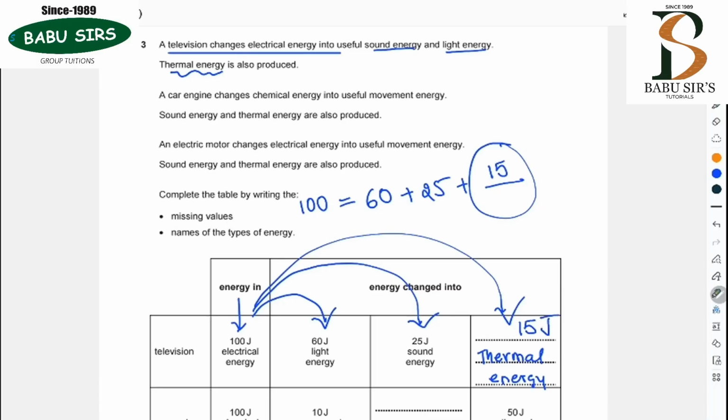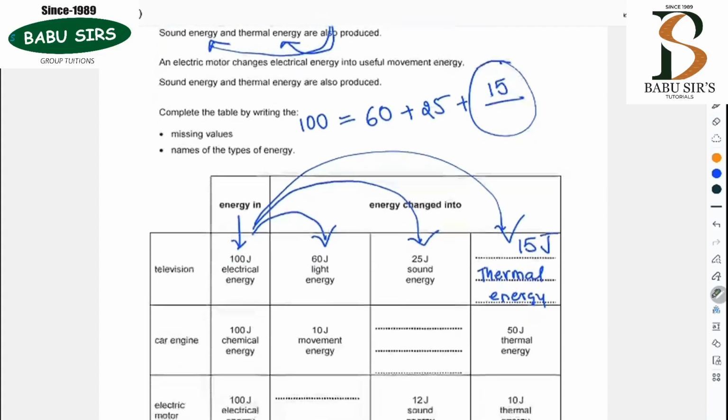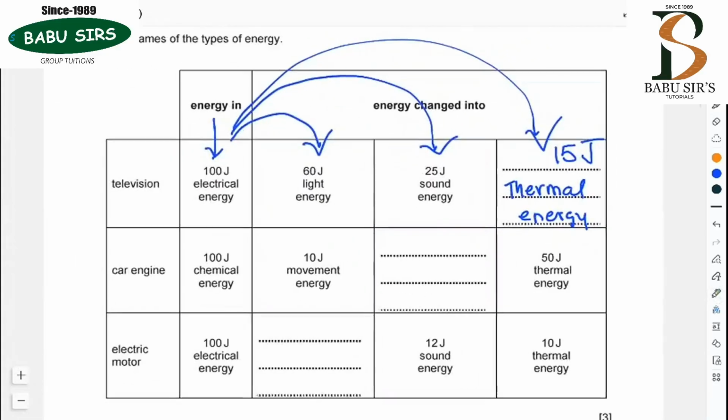Similarly, if you see a car engine, it uses chemical energy, and that will be transformed to movement energy, that means motion. Then it will be transformed to sound energy. Then it will be transformed to thermal energy. So energy in will be equal to energy out. So car energy in is how much? 100.